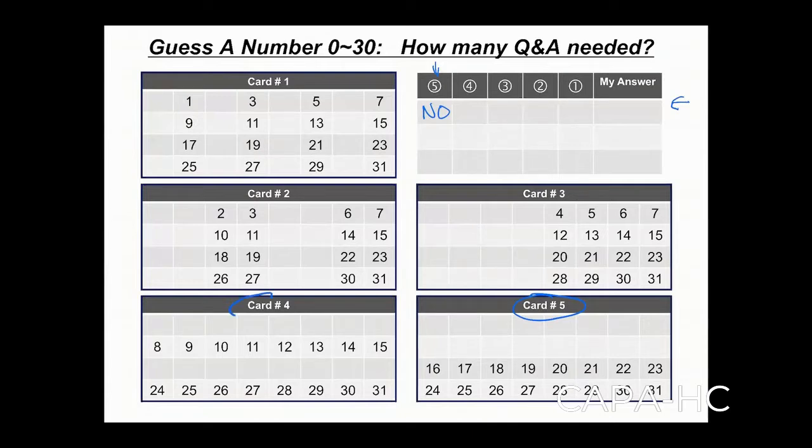And then we are going to move on to the next card, card number 4. If you ask me, is the number in this card, the yes or no answer I gave you is yes. And similarly, we move on to card number 3, and the number I had is in this card. And then card number 2 here, the number is in, but it was not in the first part. So now you have recorded the yes or no answers that I gave you.